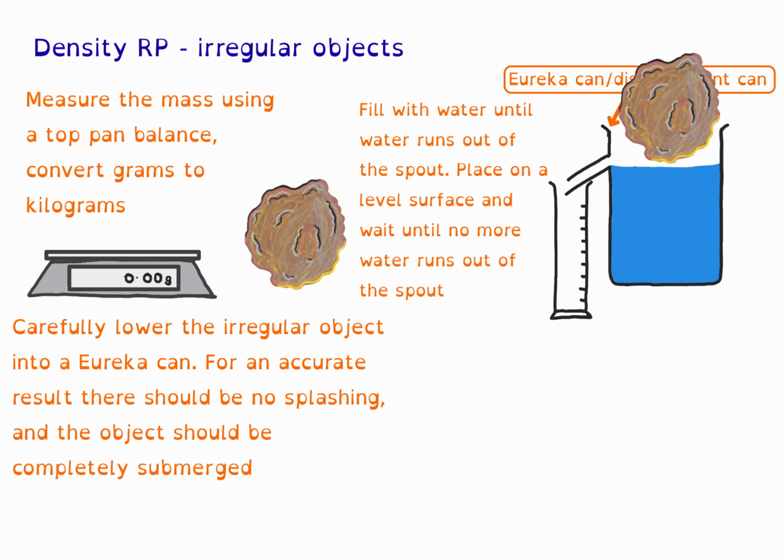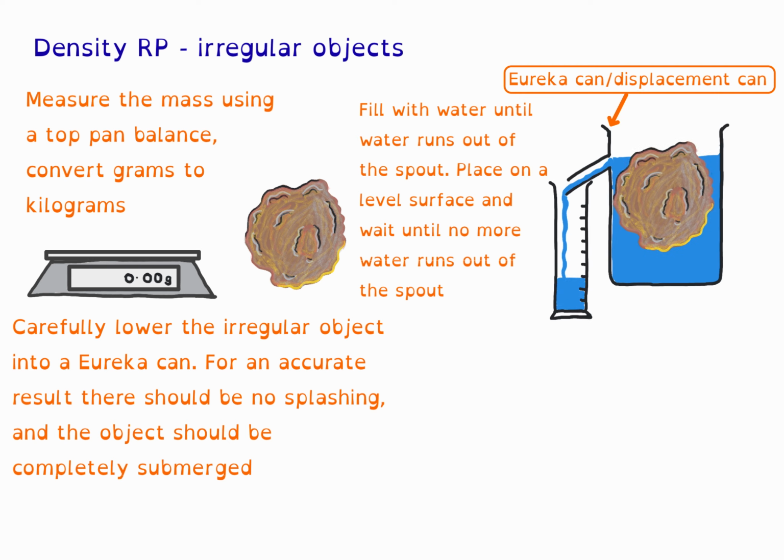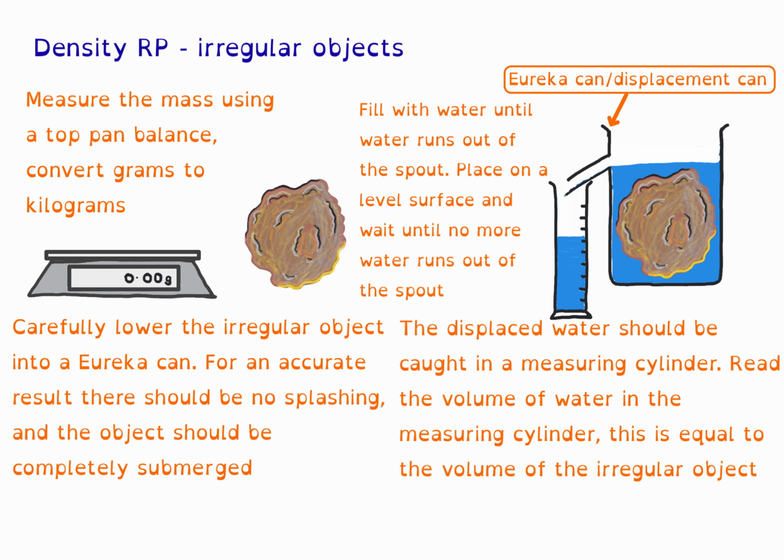Carefully lower the irregular object into the Eureka can. For an accurate result there should be no splashing and the object should be completely submerged. The displaced water should be caught in a measuring cylinder. Read the volume of water in the measuring cylinder. This is equal to the volume of the irregular object. Divide the mass by the volume to find the density.